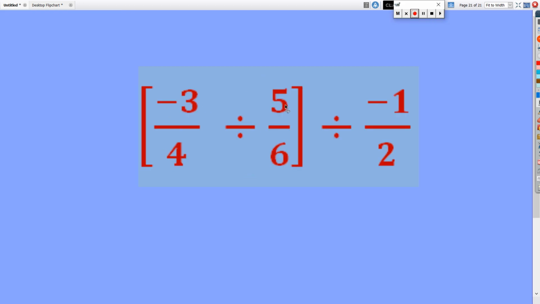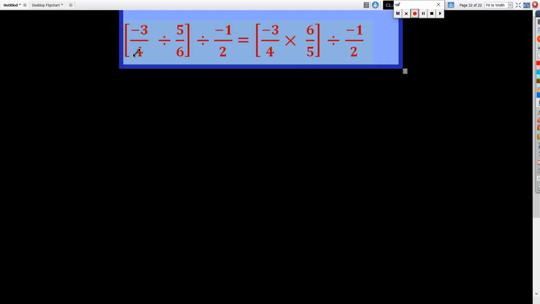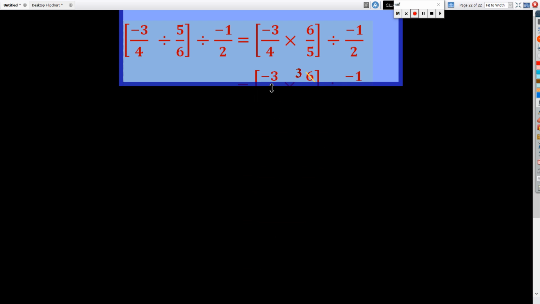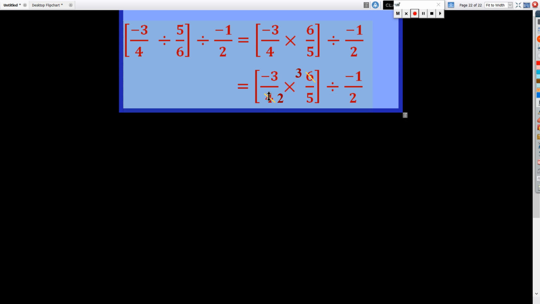Now divide negative 3 by 4 and 5 by 6 first. Then divide it by negative 1 by 2. What will you get? This negative 3 by 4 divided by 5 by 6, you can write it as negative 3 by 4 into 6 by 5, the reciprocal, divided by negative 1 by 2. Here 4 and 6 have a common factor. So 4 and 6 we can divide by 2. So 2 times in 4, 3 times in 6.